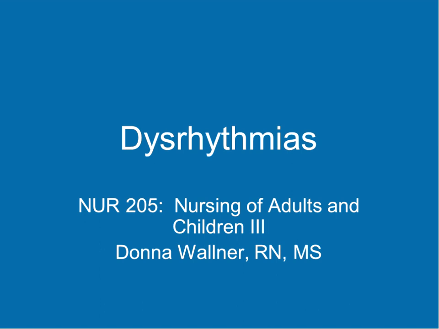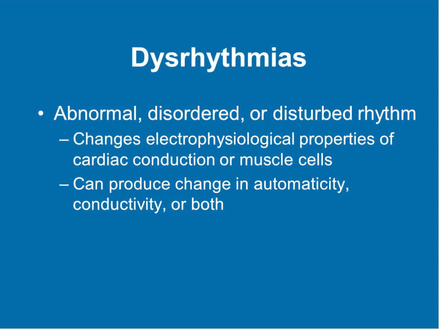Dysrhythmias are abnormal, disordered, or disturbed rhythms. They're caused by a disorder that changes the electrophysiology properties of cardiac conduction or muscle cells. These changes can produce a change in either the automaticity, namely the ability of the heart to generate its own impulse, the conductivity, the ability of the conduction system to actually transmit, or both.